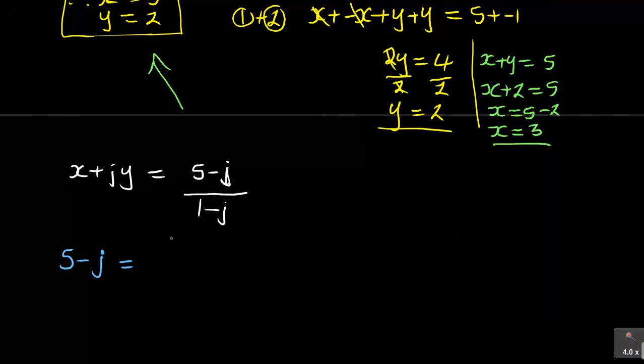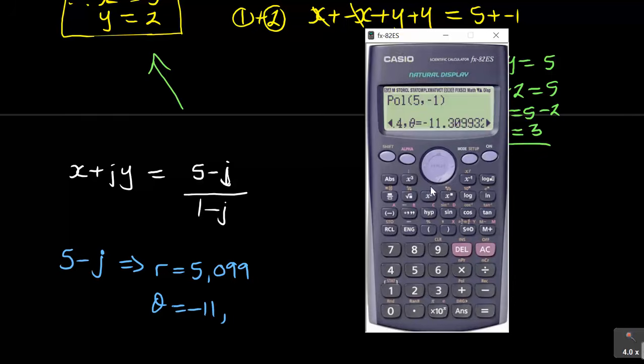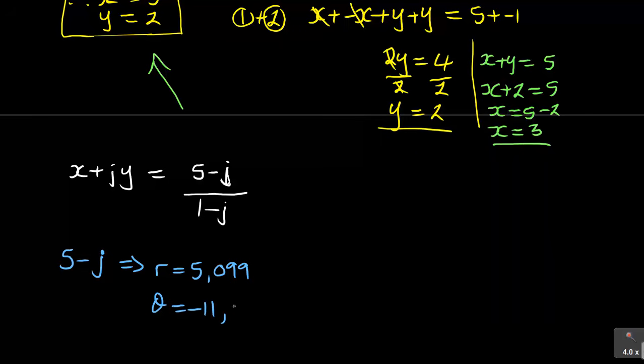Okay, so it's negative. When I convert it to polar coordinates, I've got in this case r is equal to 5.099, and then theta is equal to minus 11.3099, which is minus 11.310. So that is the first part of converting this.